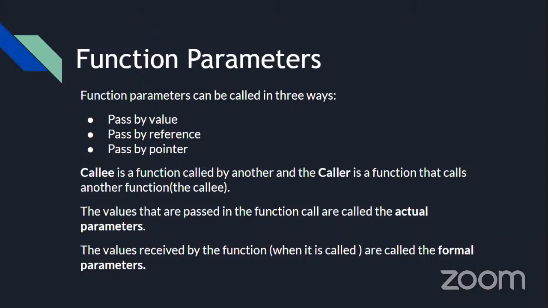The parameters in void swap(int x, int y), these int x and int y, are called the formal parameters, whereas in the main function swap(a, b), where we pass these values a and b, these are called the actual parameters. So, next slide.